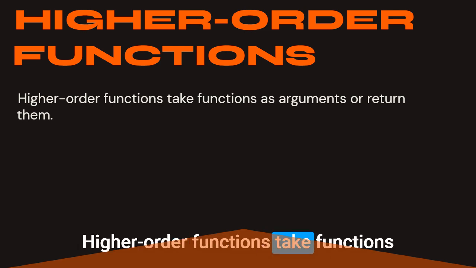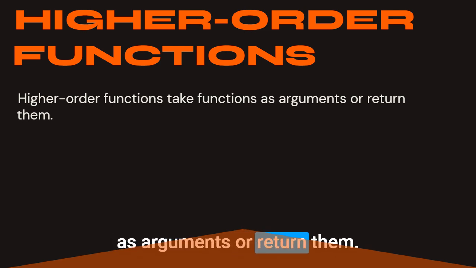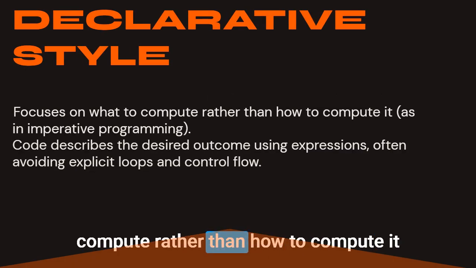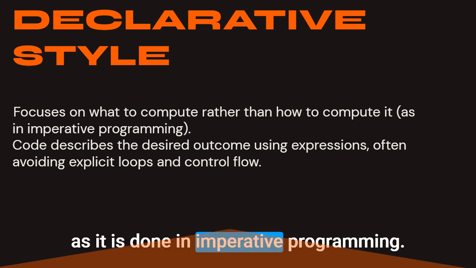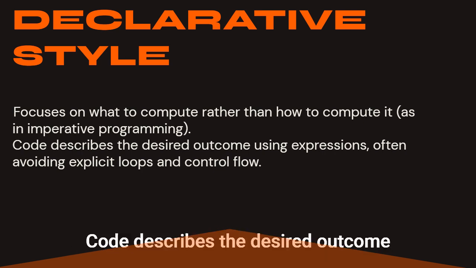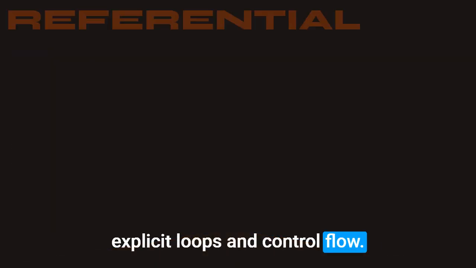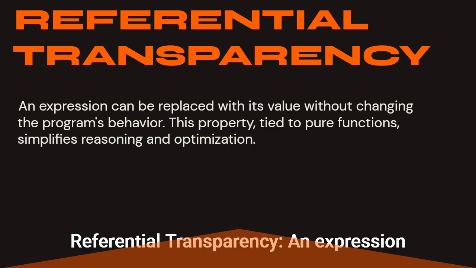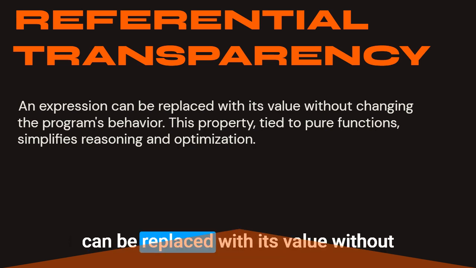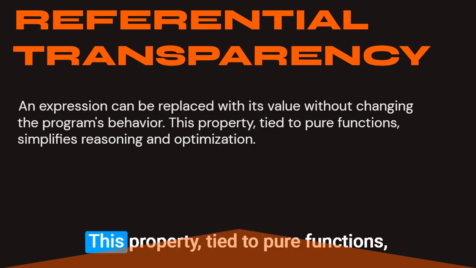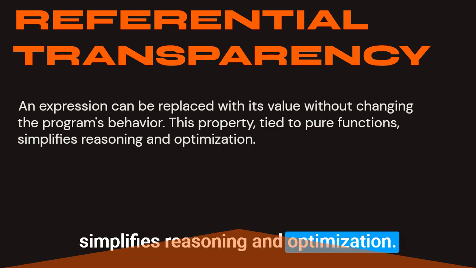Higher-order functions take functions as arguments or return them. Declarative style. Focuses on what to compute rather than how to compute it, as is done in imperative programming. Code describes the desired outcome using expressions, often avoiding explicit loops and control flow. Referential transparency. An expression can be replaced with its value without changing the program's behavior. This property, tied to pure functions, simplifies reasoning and optimization.